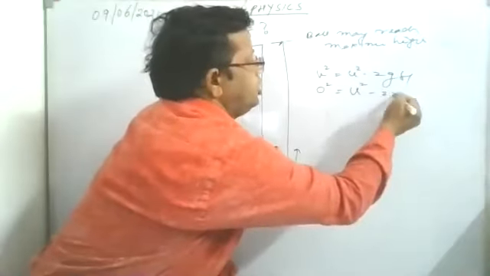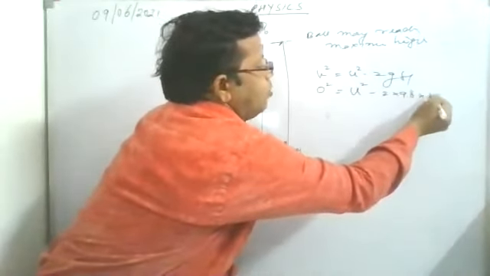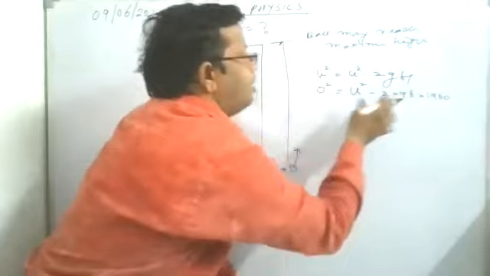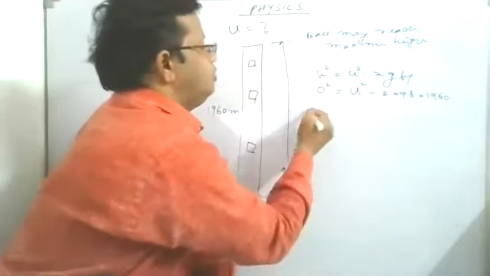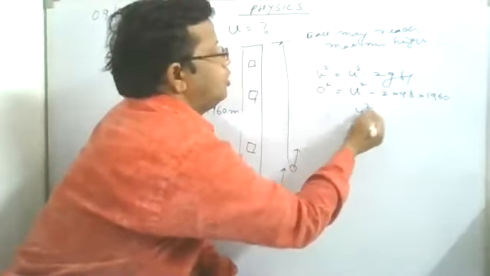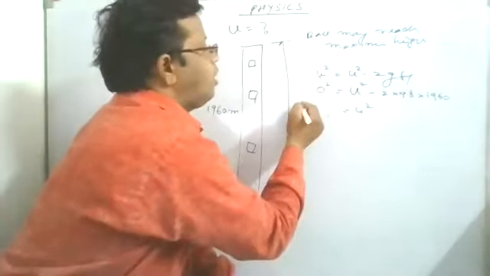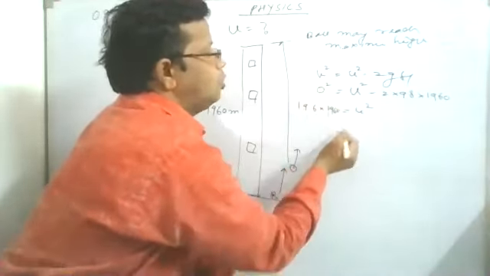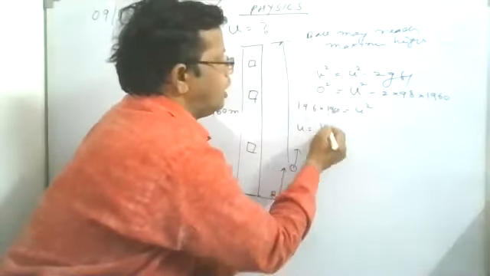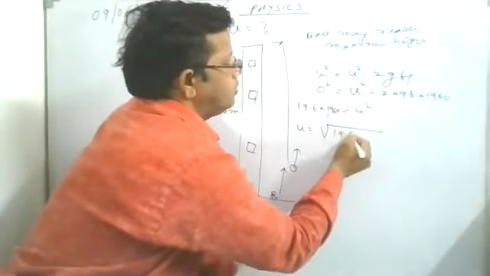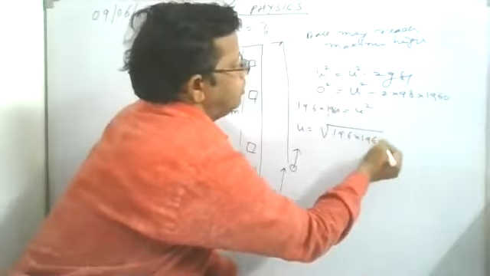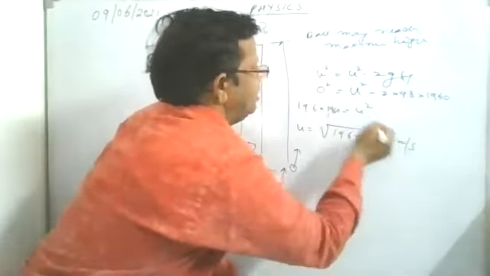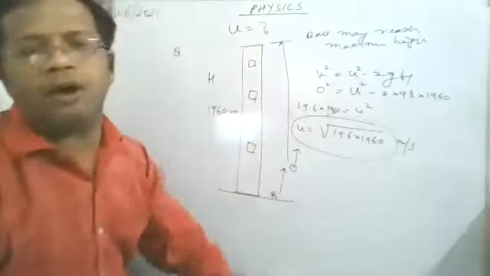Minus 2g, g is 9.8, and what is the height? 1960. Bringing u to this side, u square is equal to 2 into 9.8 into 1960. u is equal to root under 2 into 9.8 into 1960 meter per second. This is the velocity with which the ball should be thrown.